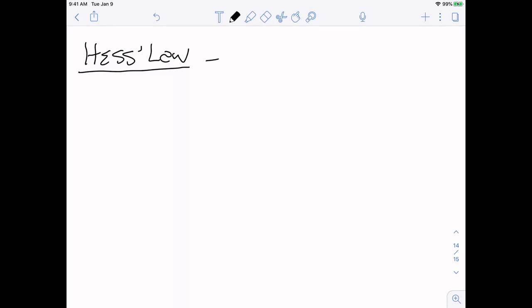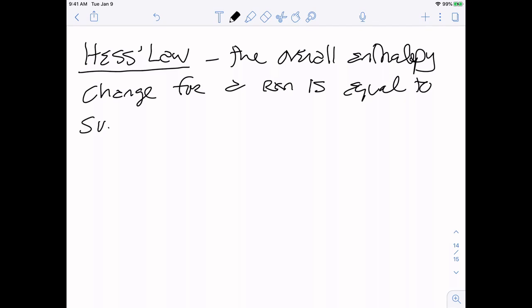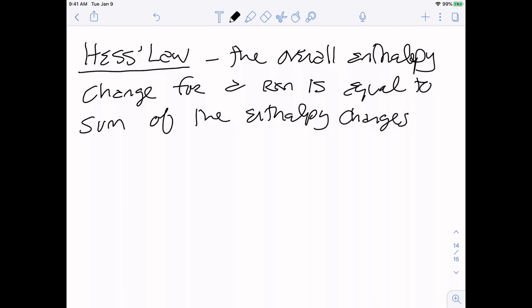So the overall enthalpy change for a reaction is equal to the sum of the enthalpy changes for the individual steps in the reaction.